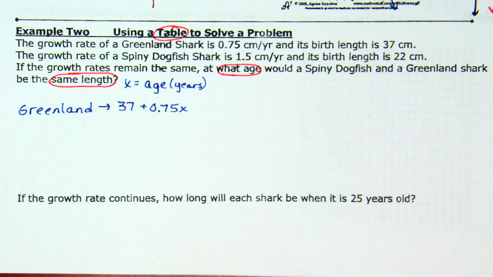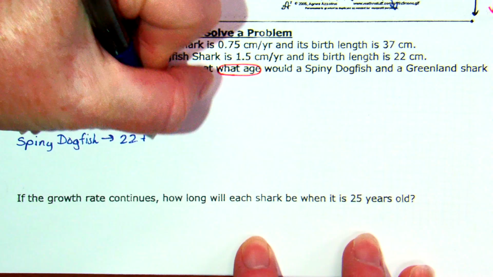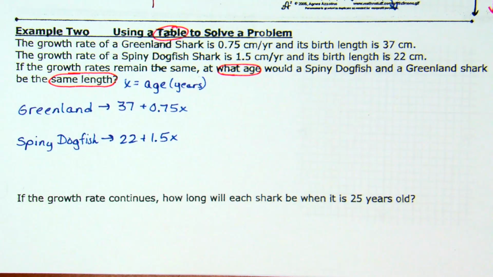What about the spiny dogfish? Can you come up with an equation or expression for that? 22, because its birth length is 22, plus 1.5x. Okay, and again, if you want them to be equations, then stick a y in there, right?